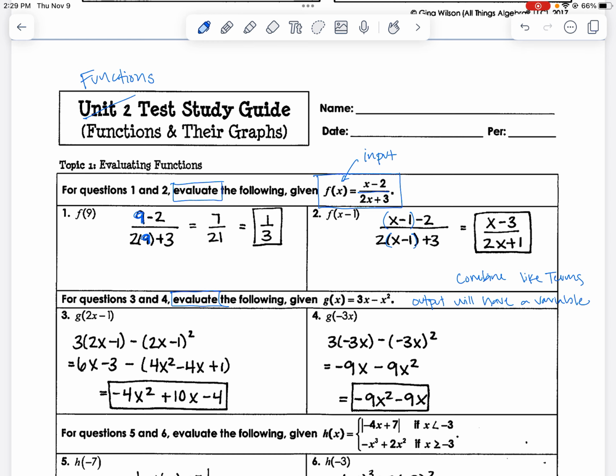So if you get stuck, it's not that I'm multiplying by 2x minus 1 or multiplying by negative 3x like in number 4. I'm actually plugging 2x minus 1 in everywhere I see x into this function, 3x minus x squared. Plug in 2x minus 1 into the expression. The squared stays, the 3 stays in the beginning. The only thing that changes is that everywhere you saw an x in the beginning, you now see 2x minus 1. Same thing for number 4. You plug negative 3x into the g function.